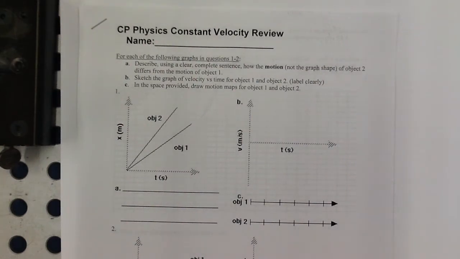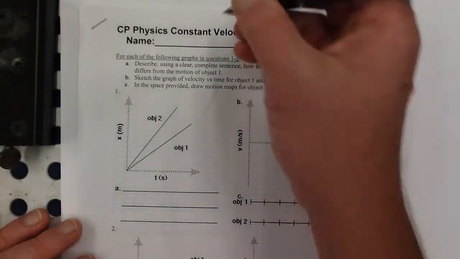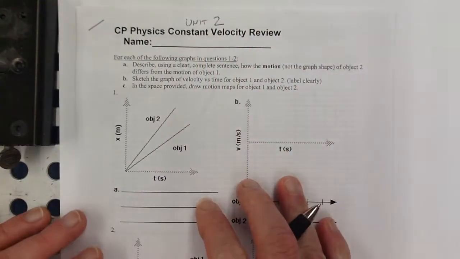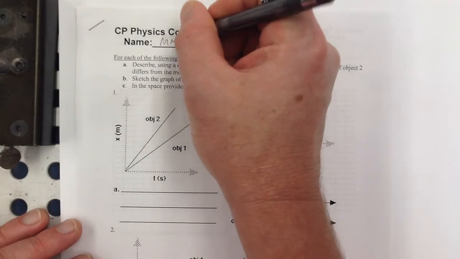All right, I'm going to do this constant velocity review. This is Unit 2. And my name is Mr. McGrath.